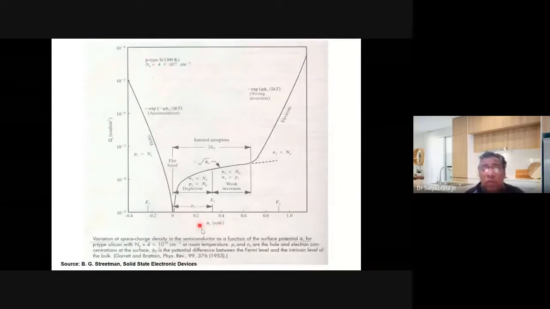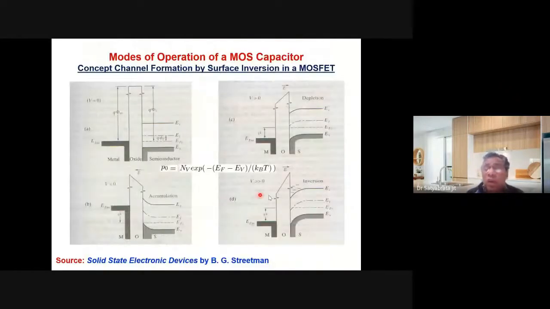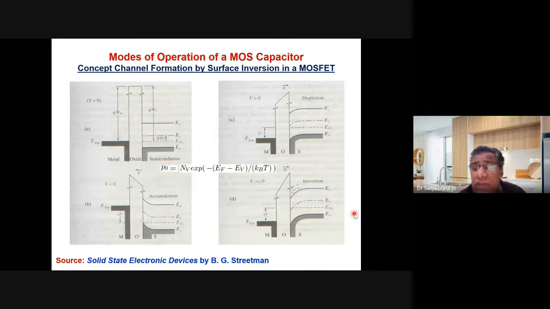Now with the positive potential, initially up to a certain region, that is the depletion region, then the weak inversion region will be created. What is weak inversion? Once it enters below this, the N channel region is formed. But this electron concentration may not be sufficiently large to contribute a significant current, right?